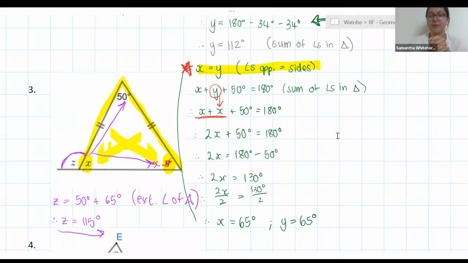Thank you, ma'am. Cool. So guys, if you didn't use that, you could have used angles on a straight line to find Z. That is absolutely fine as well. There's often more than one reason that will give us the correct answer. So you could use angles on a straight line to get Z as well. But at the end of the day, Z is equal to 115 degrees.